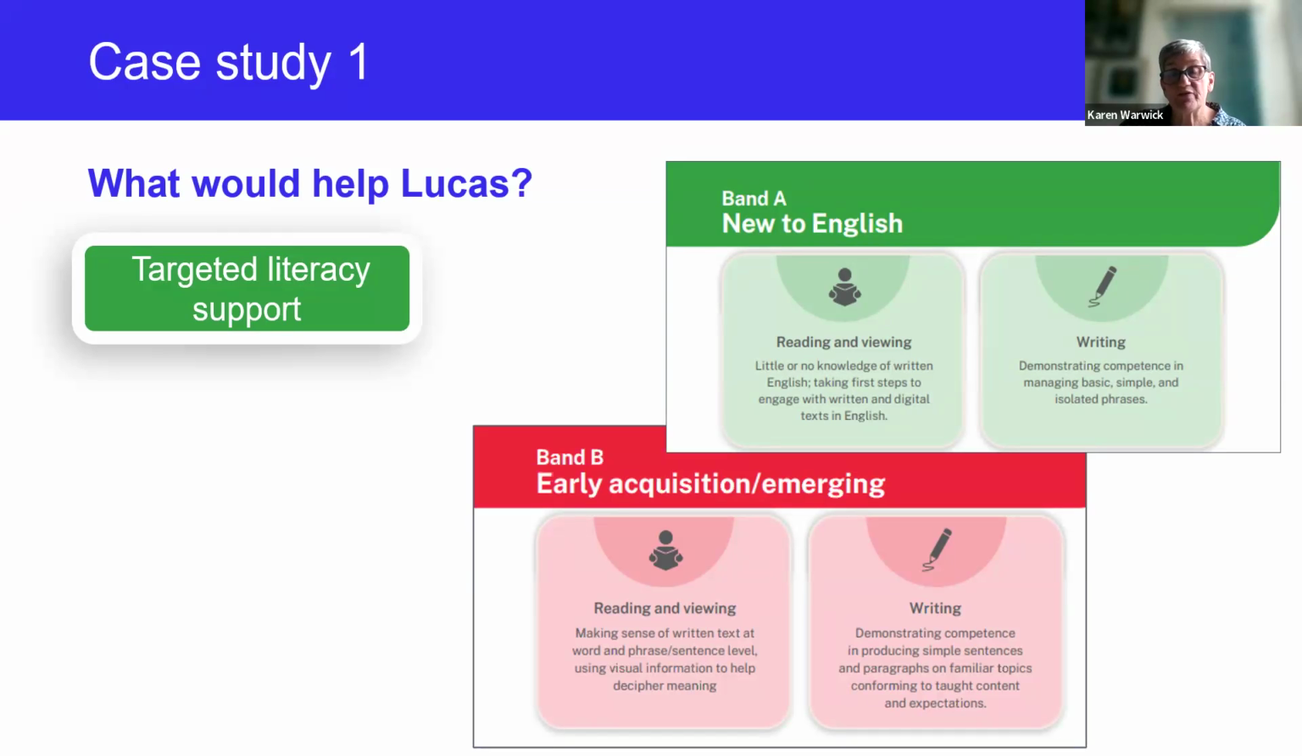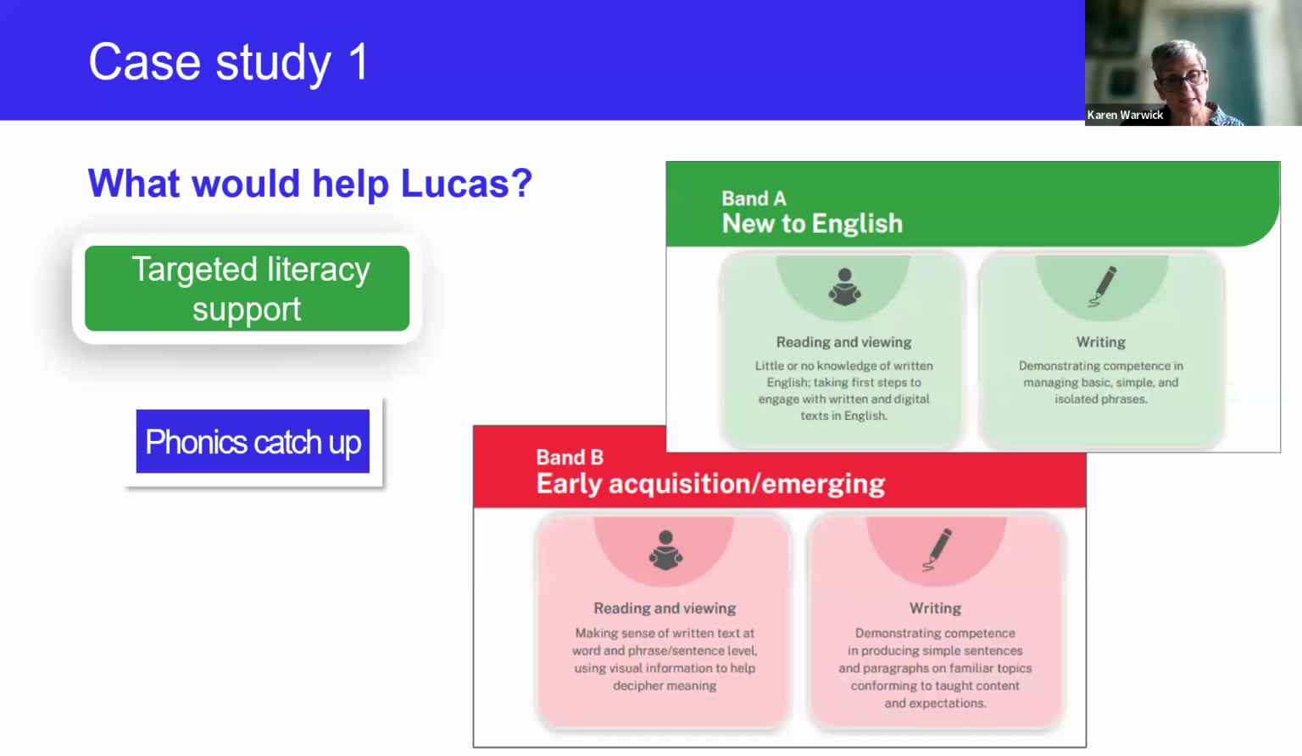So the EAL specialist thinks about phonics catch-up. Sarah's mentioned Fresh Start as a program. It has to be age appropriate, because he'll have come with phonics, but there may be some difficulties, you know, with vowels and spelling and those kind of decoding skills. So you need to know what it is you're trying to do in your intervention.